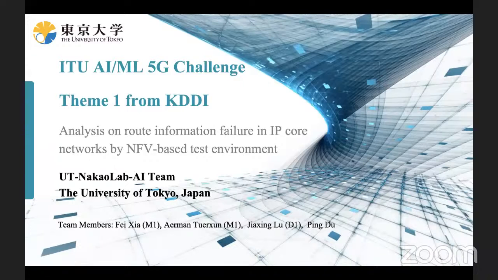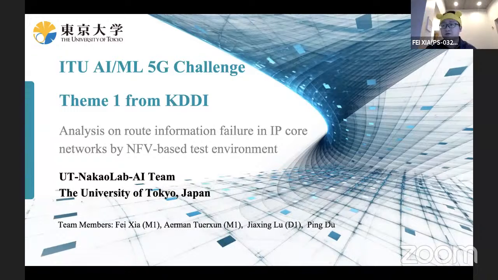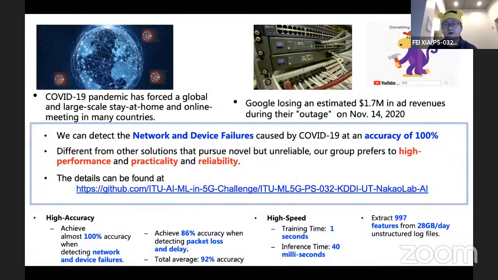Hello, everybody. My name is Fei. My team is UT Nakao Lab AI from the University of Tokyo. Our topic is Summer 1 from KDDI, analysis of root information failure in IP core networks by NFV-based test environment. The COVID-19 pandemic has forced a global and large-scale stay-at-home and online meeting in many countries. The increasing traffic has introduced more network and device failures than before. For example, the news reported Google losing an estimated $1.7 million in ad revenues during their outage on November 14, 2020. So it's very important to automatically and rapidly detect network and device failures.